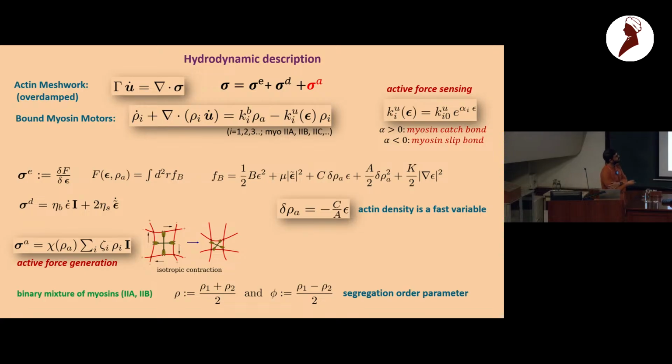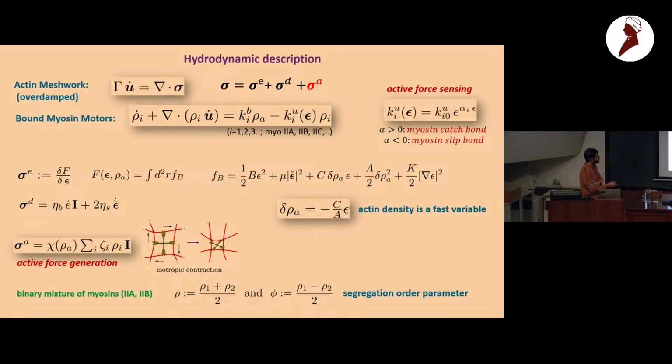This dependence is a standard form called Bell's form. It is taken as an exponential function, and the sign of this coefficient alpha dictates whether the myosin bond with the fabric is of catch type or slip type. Catch type is when you pull the background actin and more myosin binds onto the system, and the opposite is called the slip bond.